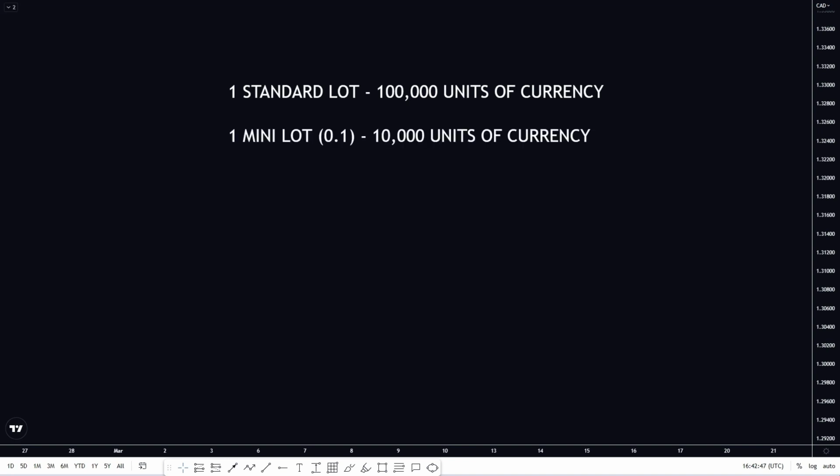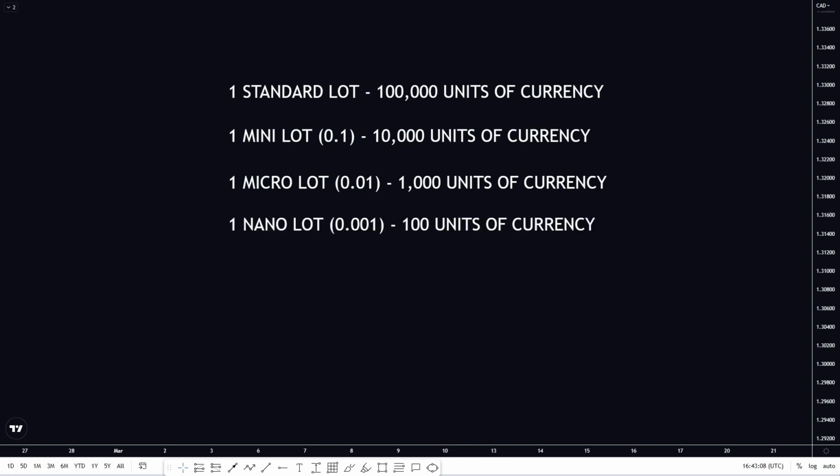Now, the next option that you can have is one mini lot. One mini lot represents 10,000 units of currency, and it's represented as 0.1. Below that, we have one micro lot, which is 1,000 units of currency, represented as 0.01 lot size. And then you can even get a nano lot, which is 0.001, representing 100 units of currency. Now, if we were to trade, for example, a mini lot, so our lot size is 0.1, this means that we are working with 10,000 units of currency.